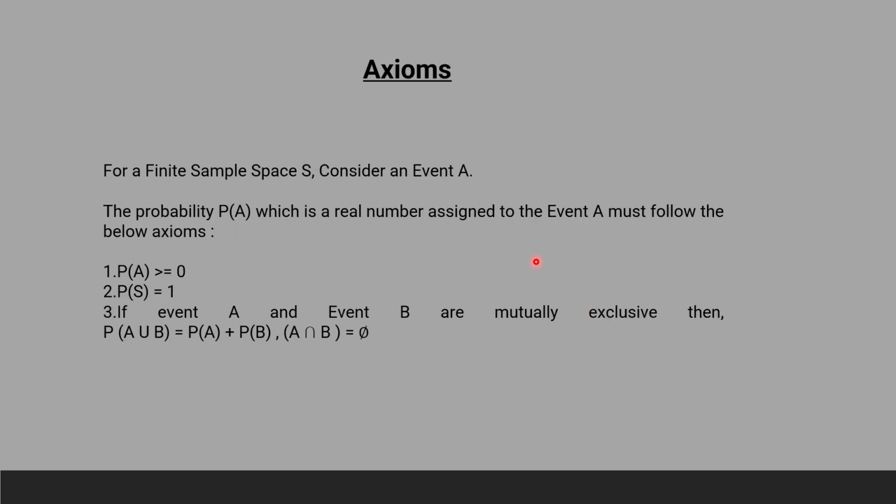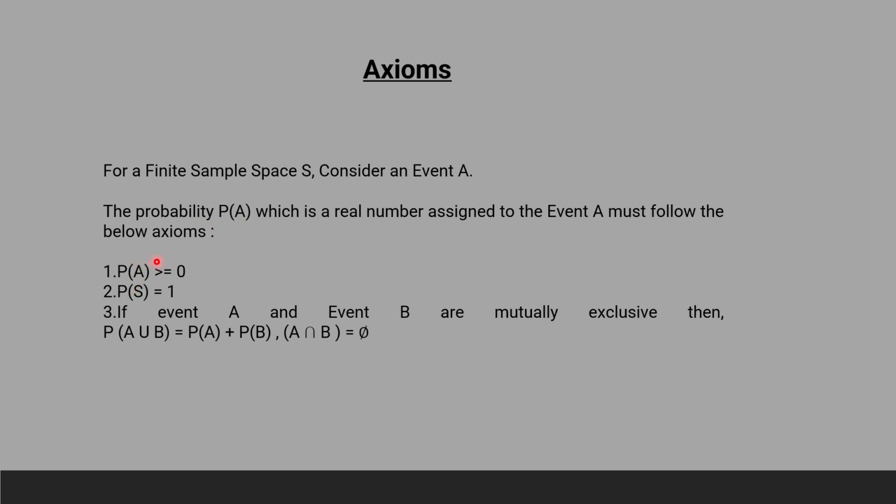So next is axioms of probability. If you consider a finite sample space, finite means it's a whole number, not continuous, a distinct set of values, you can say. In the case of a finite sample space, let's consider an event A. The probability of event A, which is a real number assigned to the event A, must follow the following axioms. What will be the rules, or set of rules, you can say, which will be followed by this probability of A.